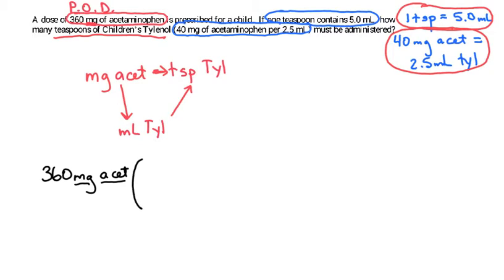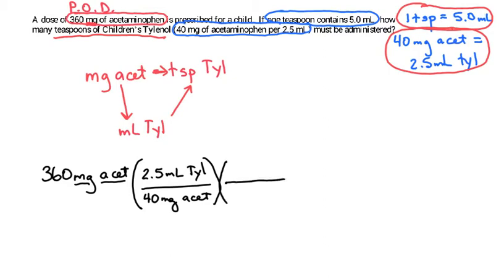Okay. Our first step is to get from milligrams to milliliters. We're going to use the conversion factor that 40 milligrams of acetaminophen is found in every 2.5 milliliters of the Tylenol. The 40 milligrams of acetaminophen goes on the bottom in order to cancel out the milligrams of acetaminophen that's on the top from where we started. If we stopped right here, our units would be in terms of milliliters of Tylenol. We want to go one step further.